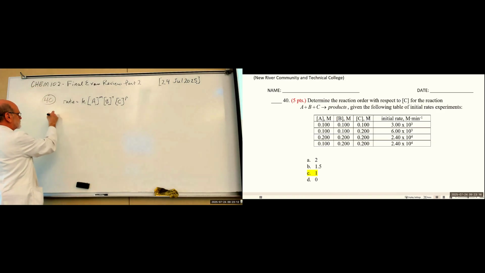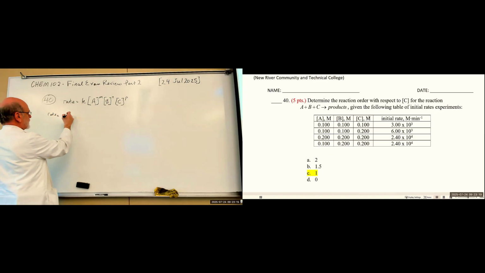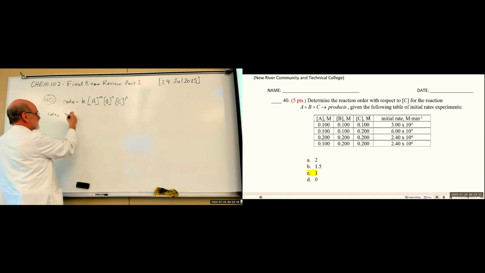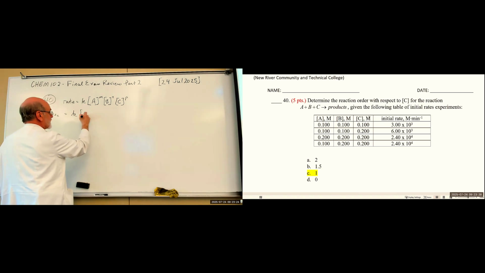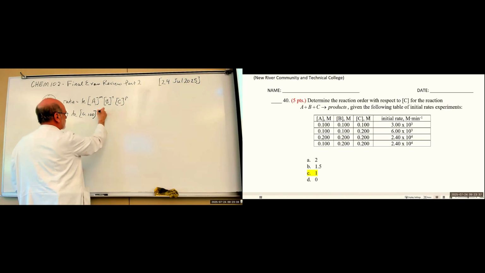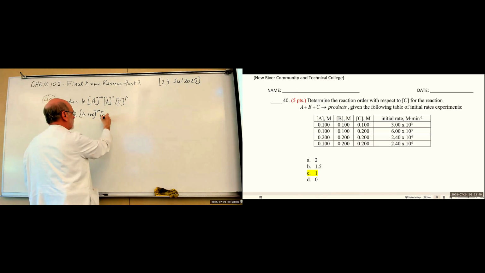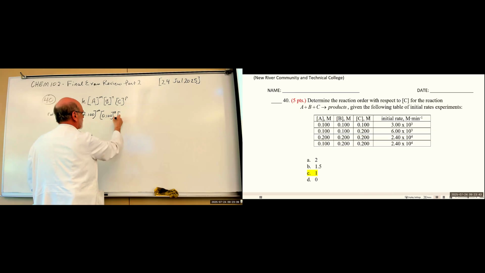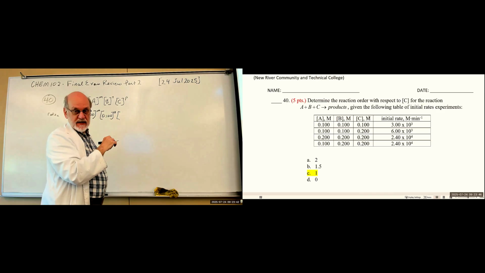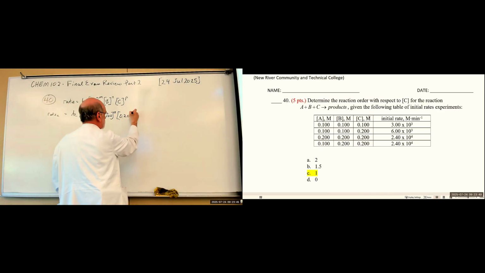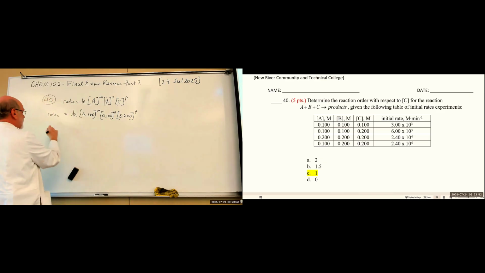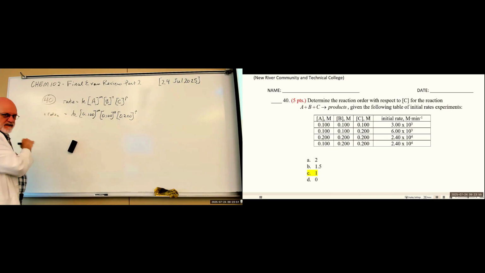So the rate of the second experiment is equal to whatever K happens to be. And it really doesn't matter what K is. And it doesn't matter what A is either. Well, let's put the values in there just to be complete. Right, so A is going to be 0.1 to the M, and B is going to be also 0.1 to the N. And the second one gives us C is 0.2 to the P. Okay, and this second rate is equal to 6 times 10 to the third.